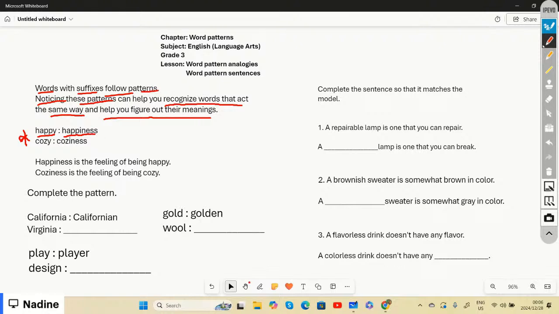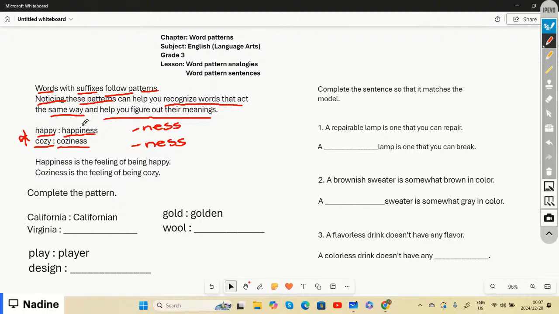The same with cozy. Cozy ends with a Y, but if we add the suffix to that word, we will have coziness. It's like adding ness to that word. Now, if we try and figure out the meanings of these words, as soon as we add the suffix ness to happy, as well as to cozy, we'll see that the meaning is basically the same.